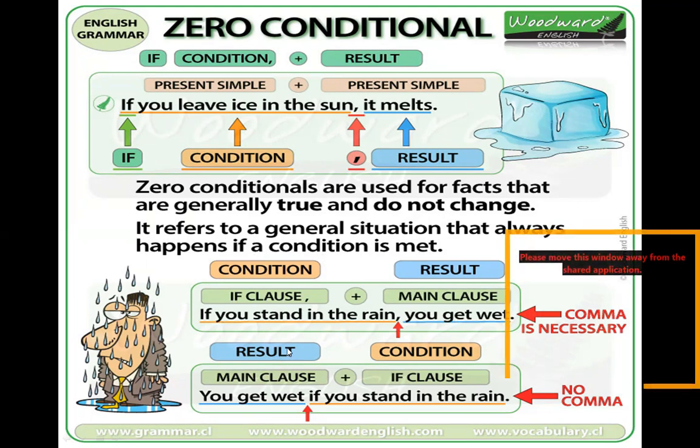You can write the result, as I told you before, at the beginning, main clause: you get wet if you stand in the rain. Remember, when changing the order, you write no comma and write the if with the following clause.